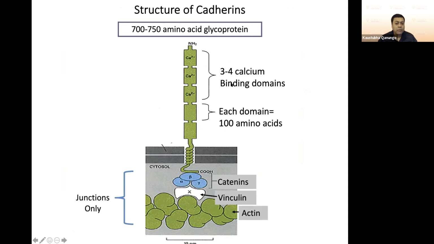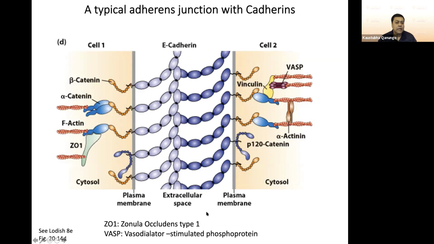All right, so here you know the structure overview: three to four calcium binding domains, about 100 amino acids each. And this is from the previous one, but definitely remember what the plaque proteins are. These are the catenins and the vinculins, which attach the cadherins to the actin. One important thing to remember is that there are a lot of proteins right here. So this is also another slide or picture that you can keep handy.